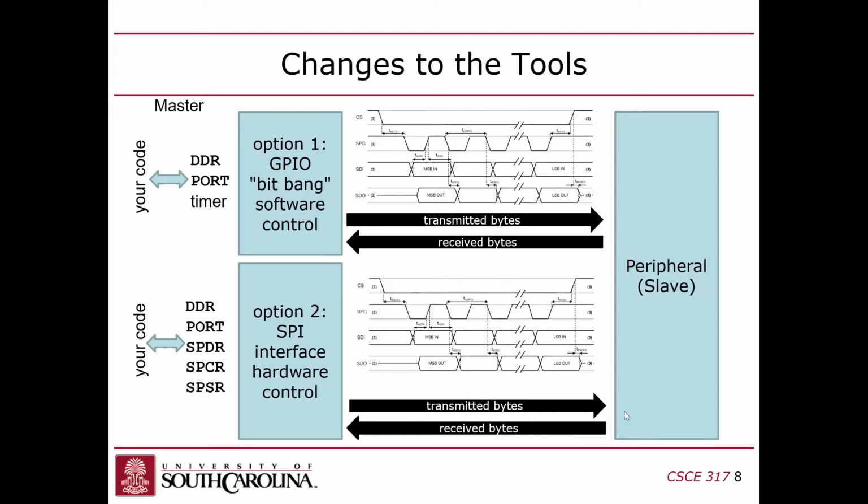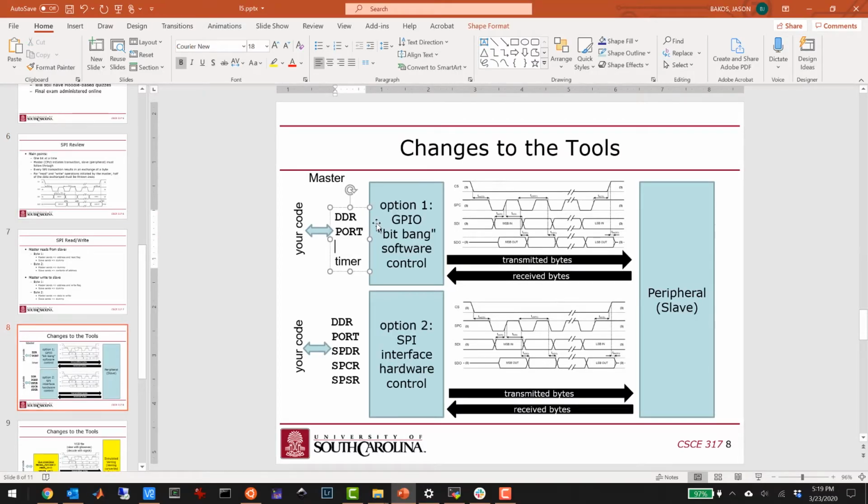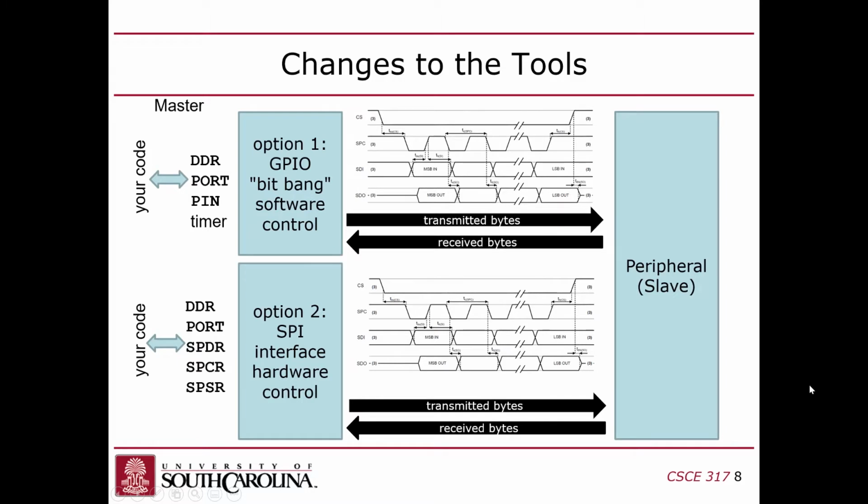So that's what I'm showing at the top of the slide. In this case, from the master, you would have your code writing to DDR, which is the data direction register, which defines which pins are inputs and which pins are outputs, port, and actually that should say port and pin, right? Because the port is for the outputs and the pin is for the inputs. And then optionally, the timer as well to control the timing.